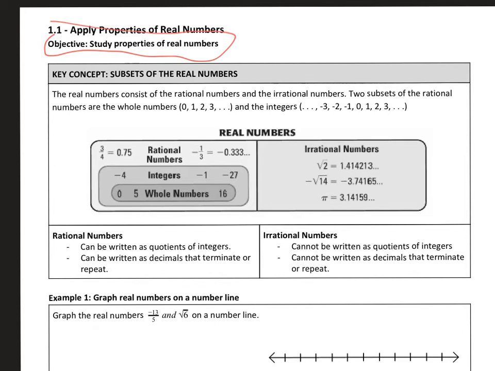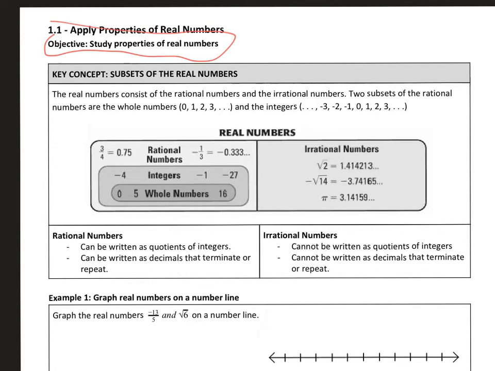So this key concept concerns the subsets of the real numbers. So the real numbers consist of the rational numbers, irrational numbers. Two subsets of the rational numbers are the whole numbers, which are just positive whole numbers, including 0, and the integers. So those are positive and negative whole numbers. So what you guys have dealt with throughout basically your whole math careers is real numbers. And we dealt with real numbers all through geometry, and those real numbers are split up.